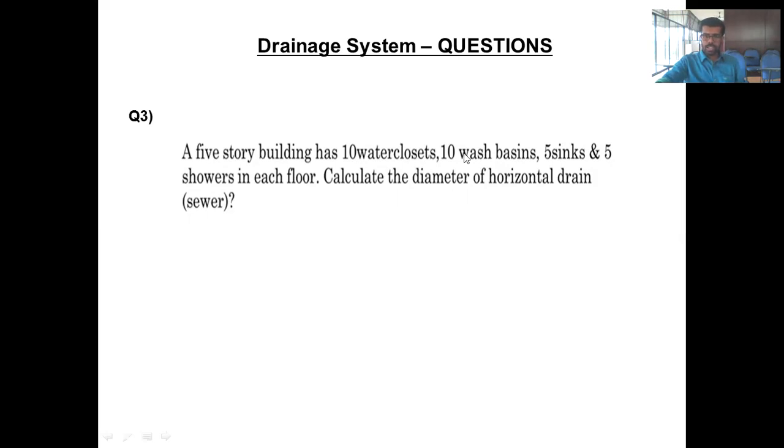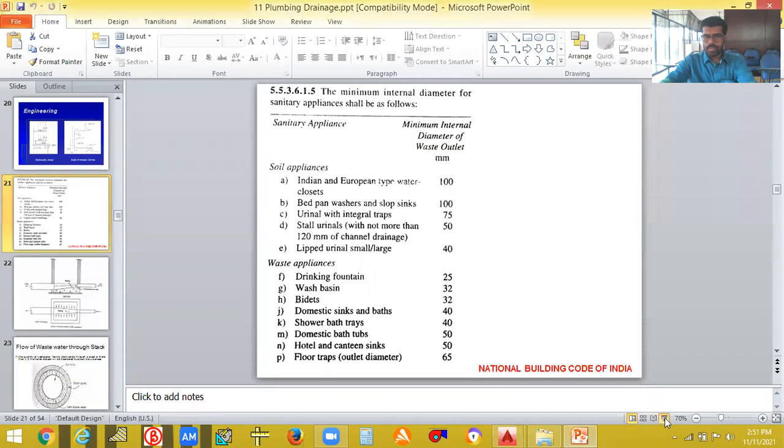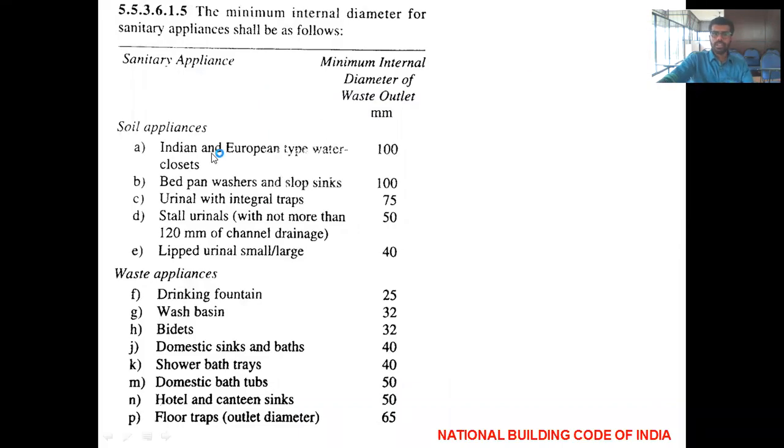Five-story building has 10 water closets, 10 wash basins, 5 sinks. From the individual water closet, it will be the normal diameter of the pipe. Okay, I think you haven't understood it, it seems. So I will say that once more. You have seen here, right? Indian and European closet minimum internal diameter should be 100.